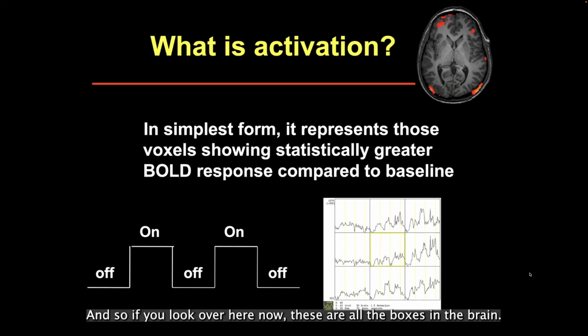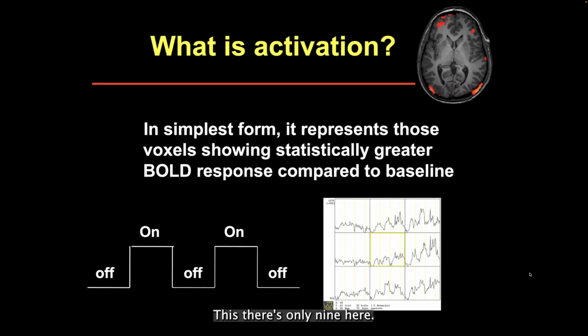And so if you look over here, now these are all of the voxels in the brain. There's only 9 here. You'd have thousands of these. And the software helps you analyze these data to look and see, based on this timing, which voxels, where the BOLD signal, the blood flow, seemed to go up and down in sync with your timing. And if it is in sync enough, we would say it's active, right?